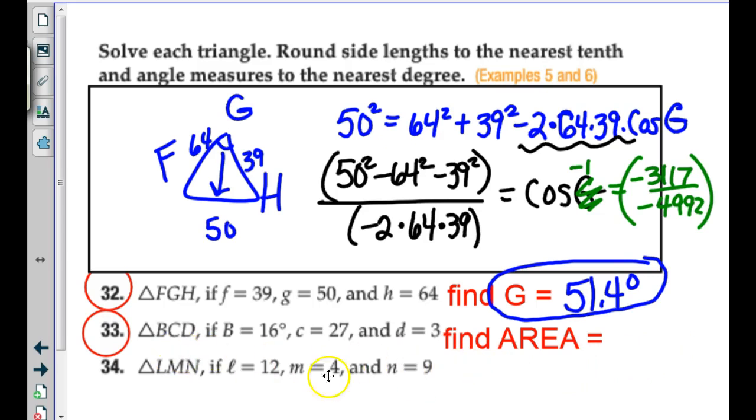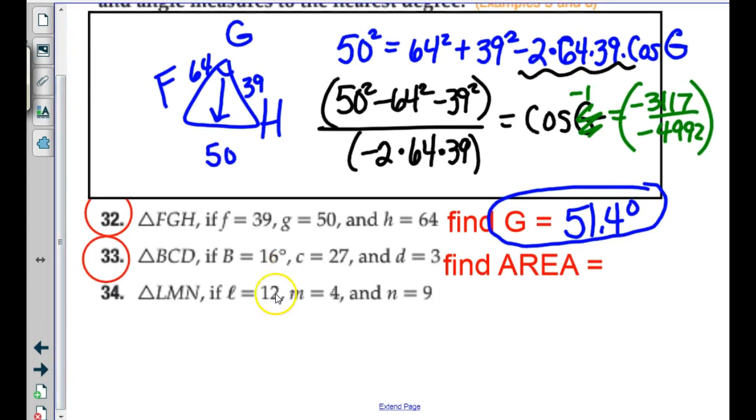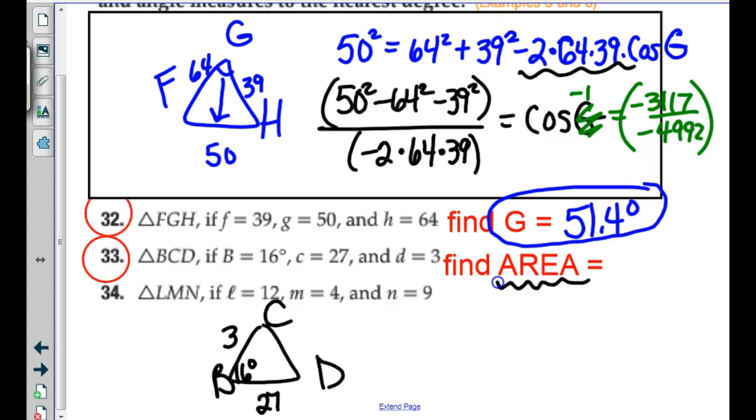What if it's to find an area of this triangle? Let's warm up today. So this one says I have some triangle BCD with angle B being 16 degrees, side C 27, and side D 3. It's a funny looking triangle. Anybody know the area formula? This is not a law of sines or cosines question, guys. The area formulas are on your reference sheet. They're in two places on here. They're both in little boxes on the side with all the identities.